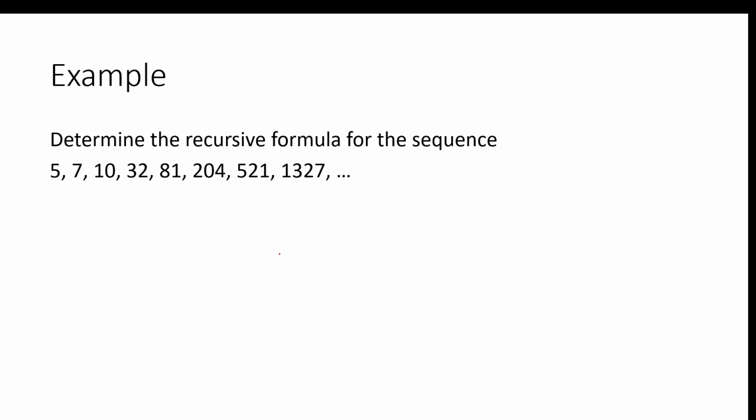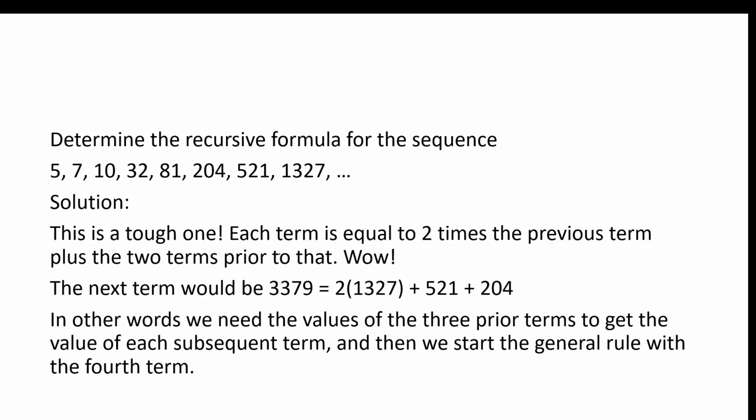How about if we're given this one? Well, this is kind of interesting. It's a tough one. Each term is equal to 2 times the previous term plus the 2 terms prior to that. So for instance, 32 is equal to 2 times 10 plus 7 plus 5. 81 is equal to 2 times 32 plus 10 plus 7. 204 is equal to 2 times 81 plus 32 plus 10.